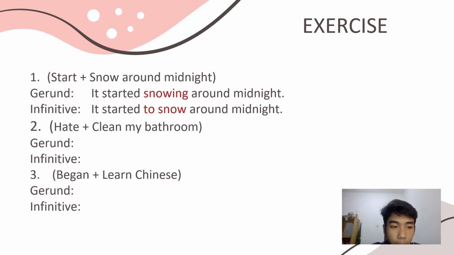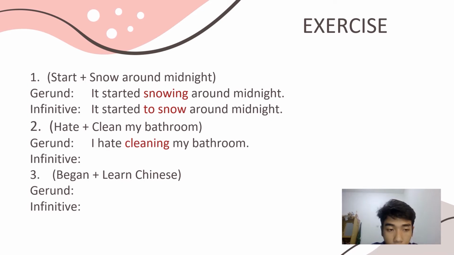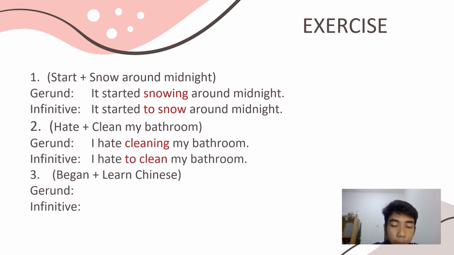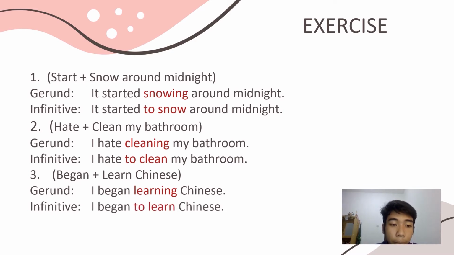For the second one, number 2, we have hate and clean my bathroom. For the gerund one, I hate cleaning my bathroom, and for the infinitive one, I hate to clean my bathroom. And for the third one, the last one, began and learn Chinese. For the gerund sentence, the answer is I began learning Chinese. And for the infinitive sentence, I began to learn Chinese.